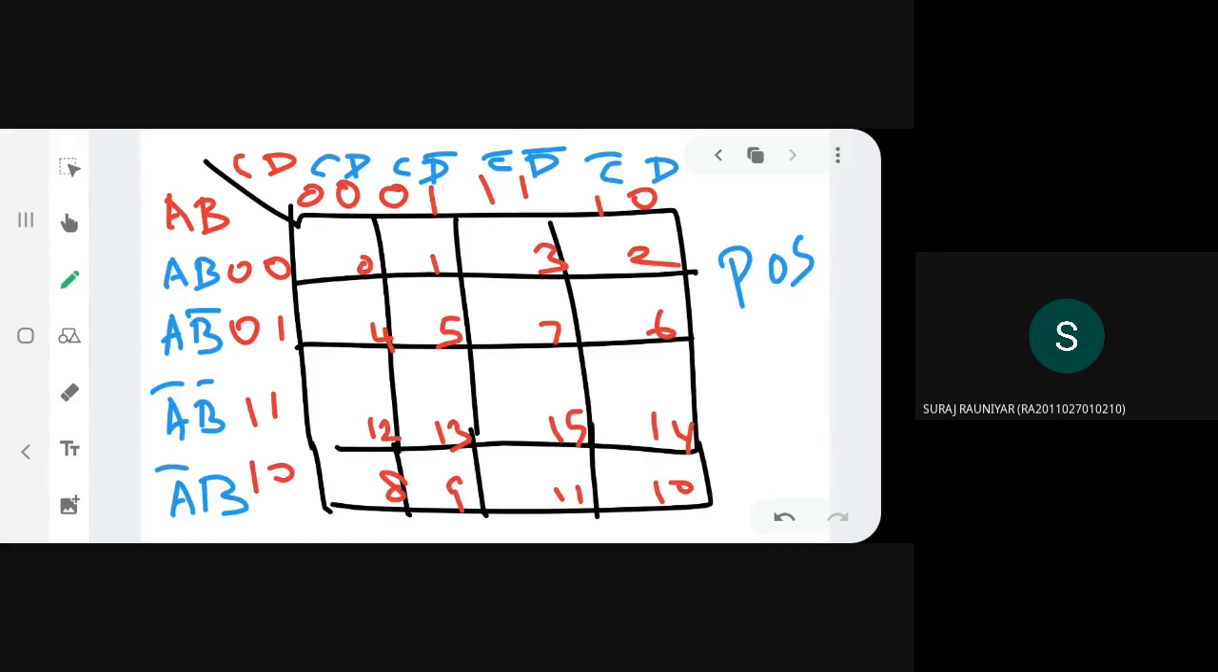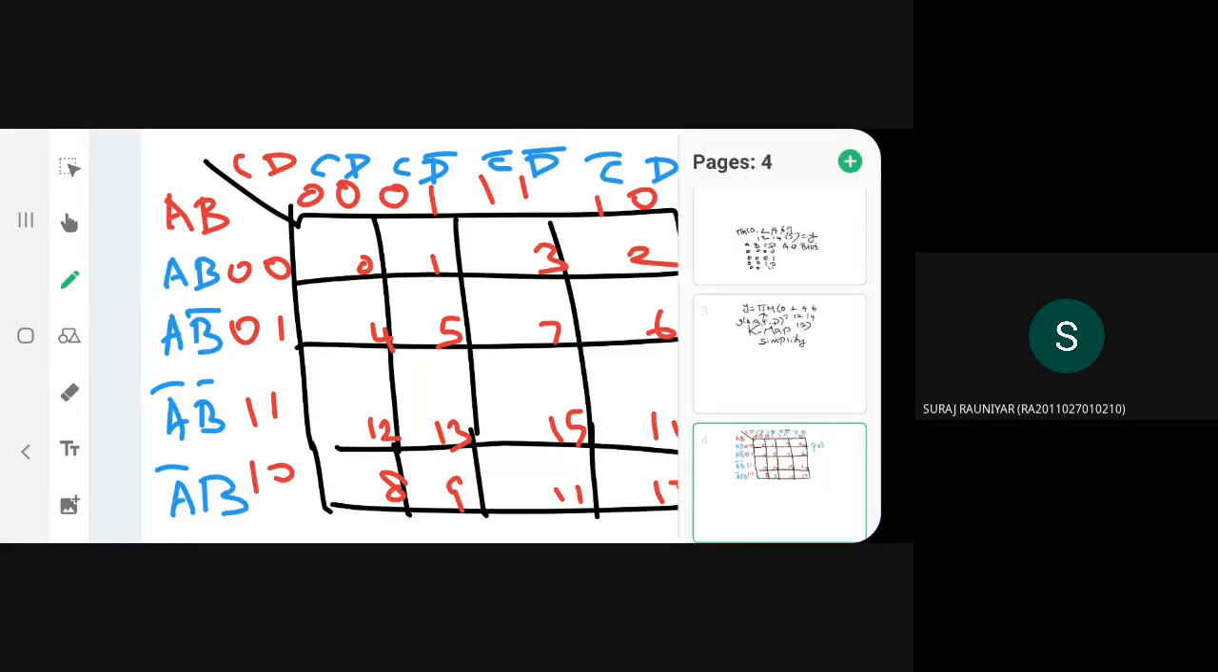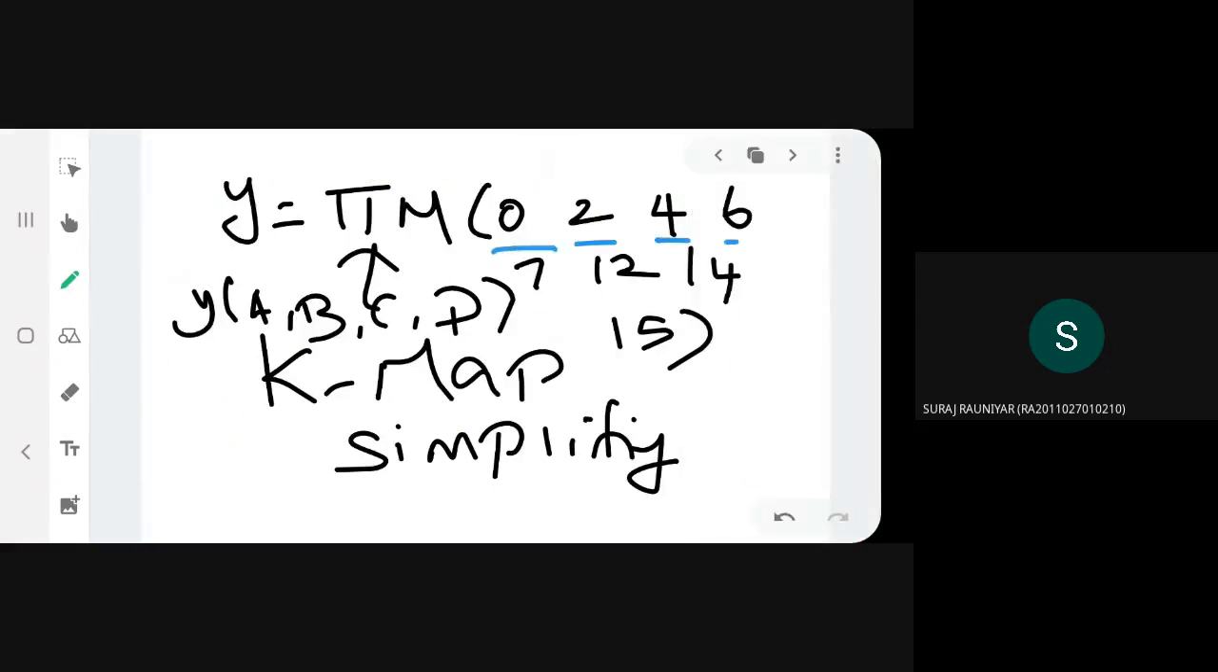Now I have to go back to the given expression. The given expression says 0, 2, 4, 6, 7, 12, 14, 15. I have to fill the cells 0, 2, 4, 6, 7, 12, 14, 15 with zeros or ones. Zeros. Have you copied the problem? Copy the problem. I will ask where I have to place. You have to tell me.